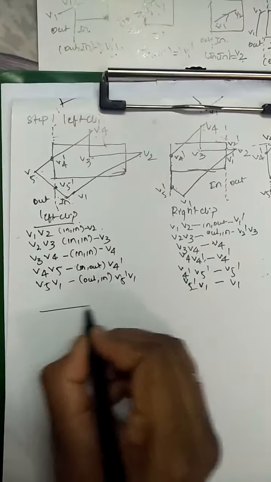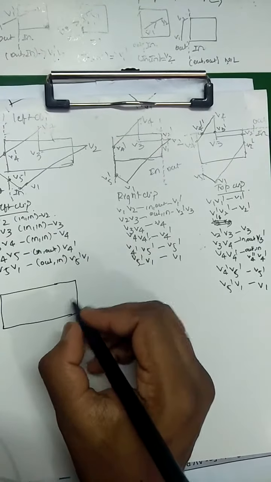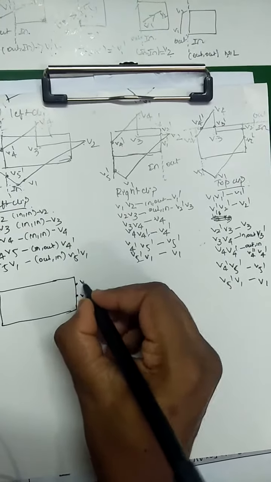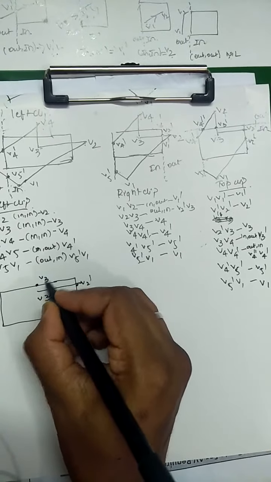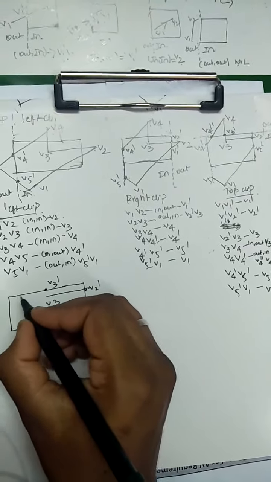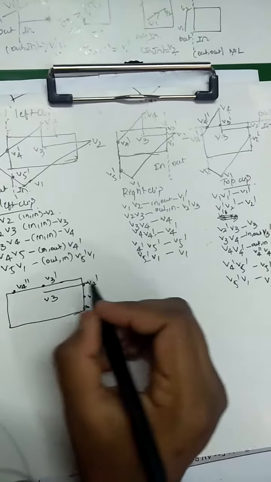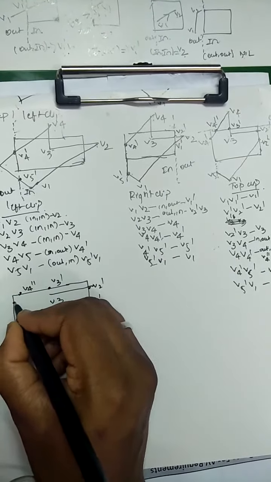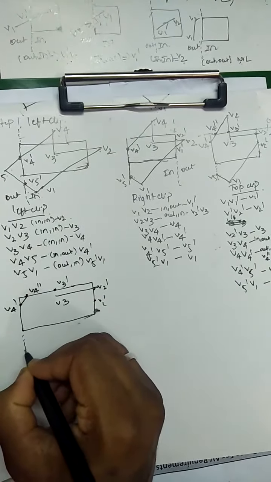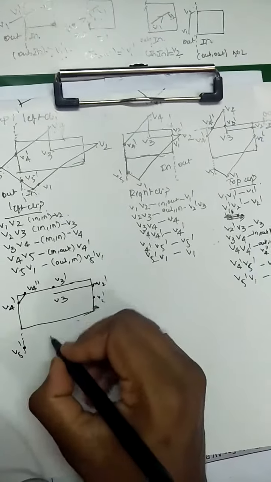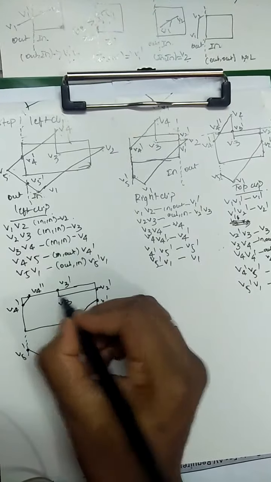So we'll just quickly draw it now. So what are the vertices? v1 dash, so here it is v1 dash, v2 dash, v3, then v3 dash, then v4 double dash, then v4 dash, that is this, then v5 dash, that is here, and v1. This is how it looks.